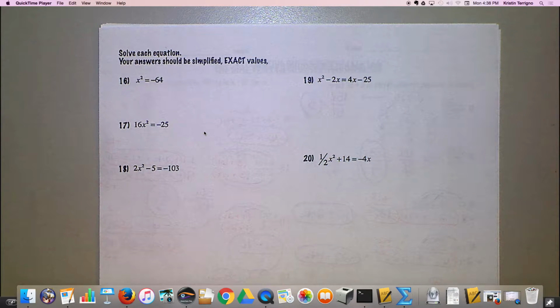Me again. This is the back side of the no calculator quiz review. So you'll notice I'm not using a calculator for any of these, and neither should you.